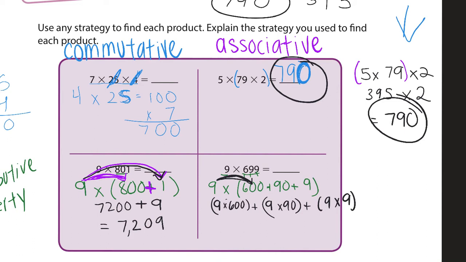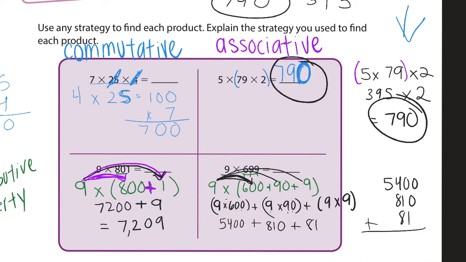So 9 times 600, I wrote it underneath. Then 9 times 90, I wrote it underneath. Then my last step is 9 times 9, and I'm adding all of those together. So 9 times 600, well, I know 9 times 6 is 54, and I have to make sure my 2 zeros are there. Plus 9 times 90, which is 810. And 9 times 9 is 81.